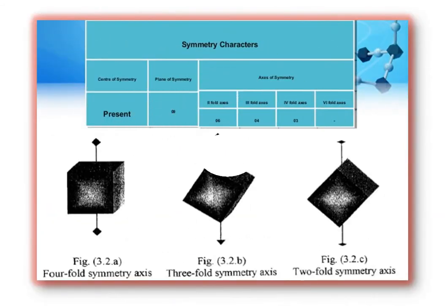Here I have shown a typical example of a 4-fold symmetry axis. This image shows a 3-fold symmetry axis and this image shows a 2-fold symmetry axis. And this table indicates the symmetry characters. That means the plane of symmetry, then the axis of symmetry 6, 4, 3 likewise.